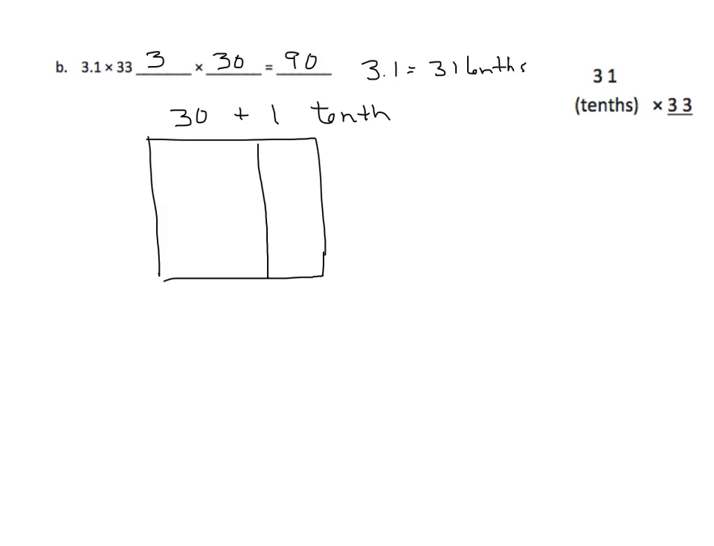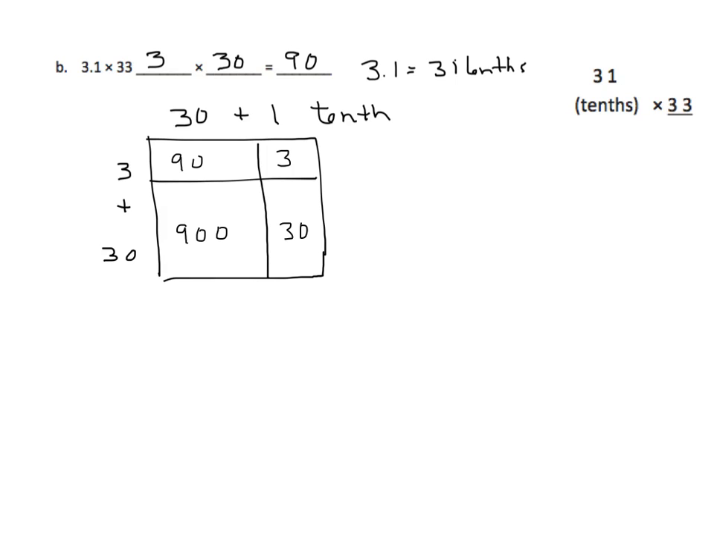And now we'll take our second factor, decompose that into 30 and 3, and once again partition it into two rows. We're going to multiply 3 times 1, and we'll get a 3. 3 times 30 is 90. Now going to the bottom row, starting at the right-hand side, I have 30 times 1, and that's 30. And I have 30 times 30, and that is 900.